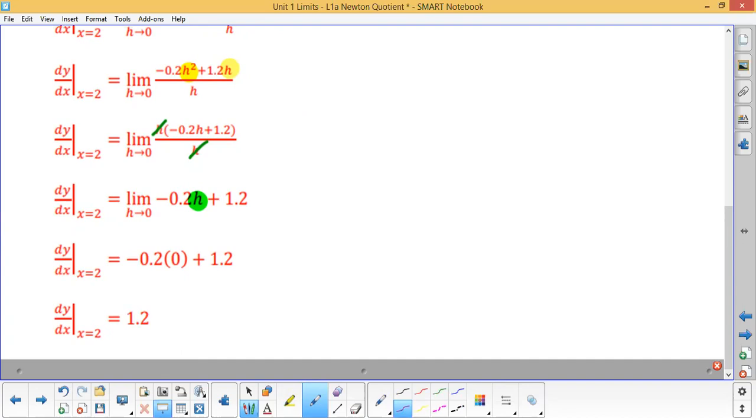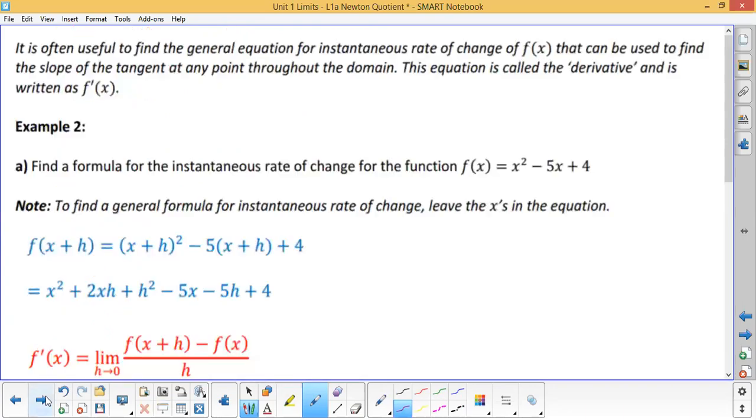Now, you're not necessarily going to have a situation where your algebraic terms completely eliminate, and I'm going to give you an example of that next. You can see how many steps we just went through. So it's often useful to find the general equation for instantaneous rate of change that can be used to find the slope of the tangent at any point throughout the domain.